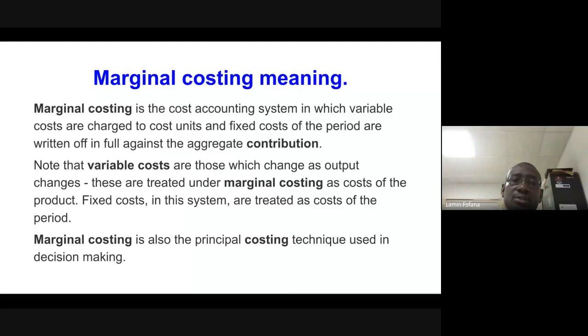So the variable costs are used, and marginal costing is a technique that is used in decision making. When we do accounting for short term decision making, we will see how we're going to make use of marginal costing. Okay. So let's recap further.